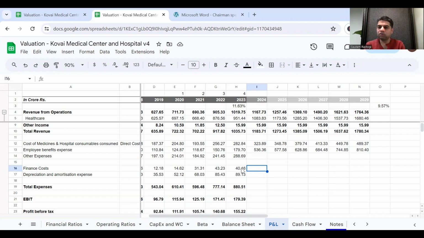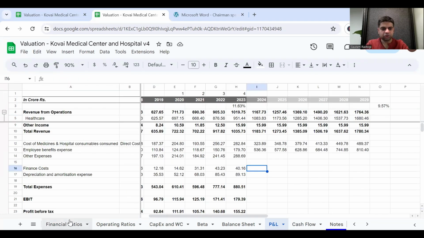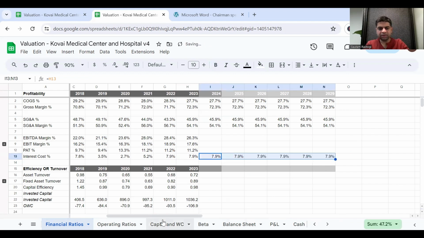Okay. All right. From internal accruals. So finance costs. We already have the interest cost, right? So let's go to financial ratios. Yeah, so we have the interest. So let's assume the same interest cost of 7.9%.